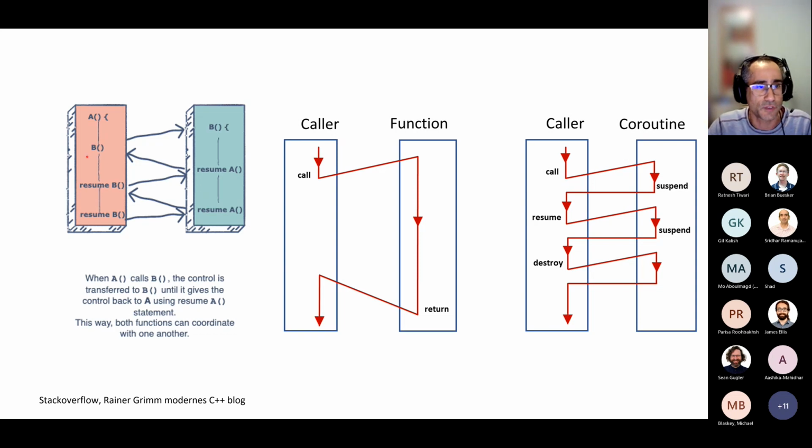This is an example of two coroutines calling each other. A called B, B resumes A, A continues, A resumes B, B continues, and so on and so forth. That's just two coroutines suspending and resuming each other. So this is a very simple idea, if you forget about the implementation details.